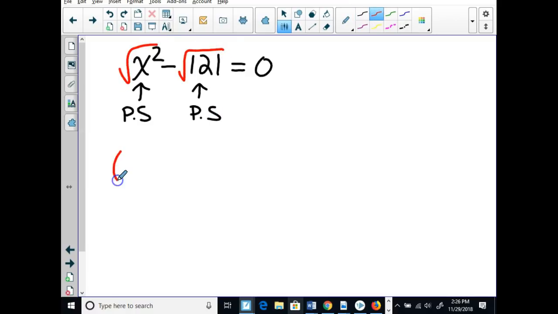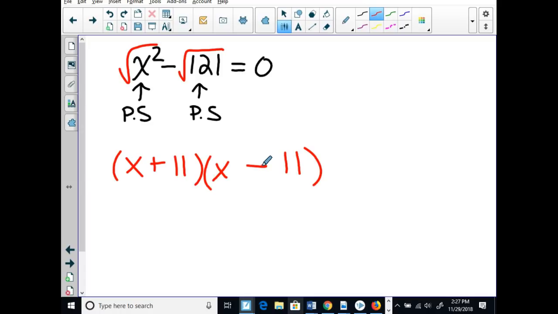The square root of x squared is x. I write it twice. The square root of 121 is 11. I have a plus and I have a minus. Now I set those factors equal to 0, and you should understand that x is equal to negative 11 and x is equal to a positive 11.